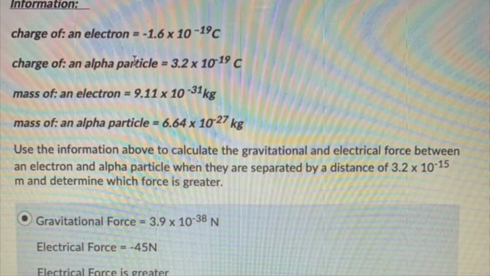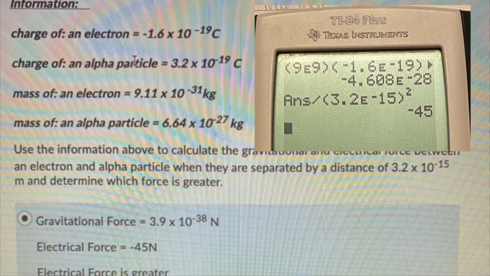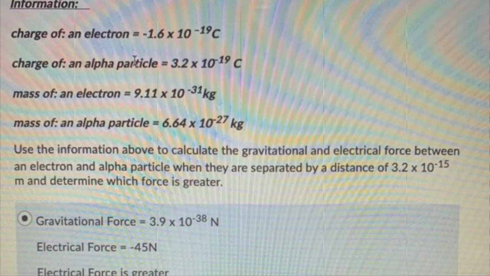Okay, so for the first equation, I used the one that has charges, which is the positive and negative one on the top. And for the other one, which is gravitational force, I used the masses and actually just switched it around. This is the charges one, Coulomb's Law. The first one was gravitational force. And yeah, that's that. And electrical force is going to be greater.